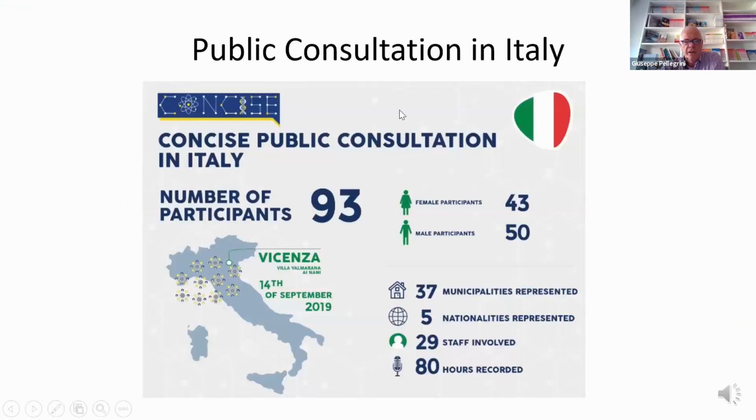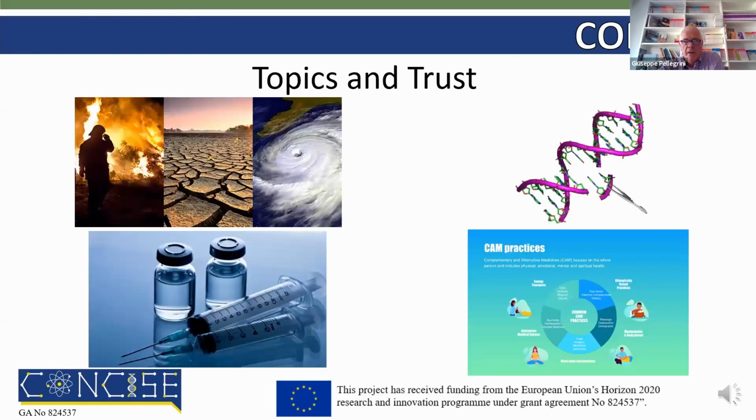So this is the situation in Italy, and we, of course, have 93 participants. And during one day of this public consultation, we had 10 different heterogeneous groups, in which we discussed 4 different topics. And each topic was discussed separately throughout the day. So the topics were climate change, vaccines, GMOs, and complementary and alternative medicine practices. So we can divide 2 different types of topics, environmental topics on one side and health topics such as vaccines and biotechnology, GMOs.